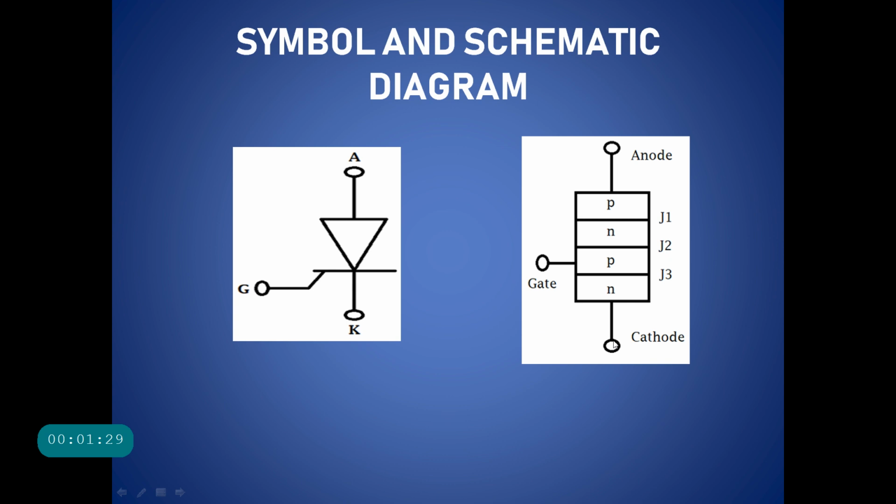And this is the schematic diagram. Here we can see it consists of four alternate layers of P and N, P and N, and it contains three junctions J1, J2, and J3.